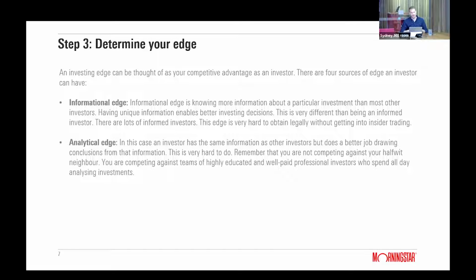But let me go through these 4 different sources. It will inform the types of securities you buy, and it will inform the process that you go through to invest. So first of all, there's informational edge. Pretty simple one. It means that you know something that somebody else doesn't. Now, informational edge is very, very difficult to come by these days. First of all, there are a lot of laws that require companies to fairly disclose information so that some investors don't know things that other investors do.